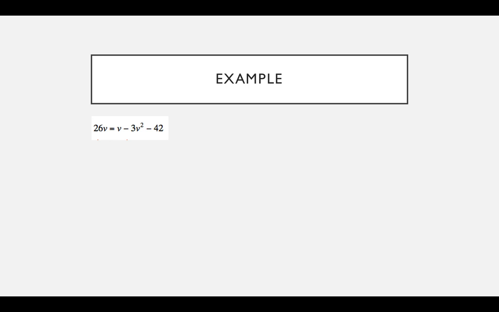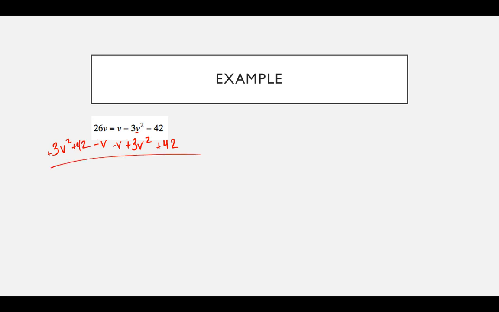Okay, so another one here. And you might be wondering, I've kind of been moving everything to the left-hand side. You want your squared term to be positive if you can. So I'm going to move that 3v squared over to the left and move everything else over. So we've got minus v, and then it's going to be a plus 3v squared plus 42.